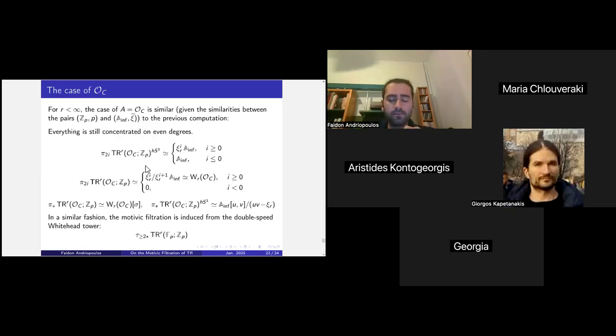The motivic filtration on TR is obtained by a concrete calculation. It comes from the double speed Whitehead tower as in the previous situation. Sorry, this shouldn't have been FP. This should have been OC. But both the cases of positive and mixed characteristic are the same. In all these invariants, the odd homotopy groups vanish, and the motivic filtration essentially comes by just looking at what happens on the even degrees.